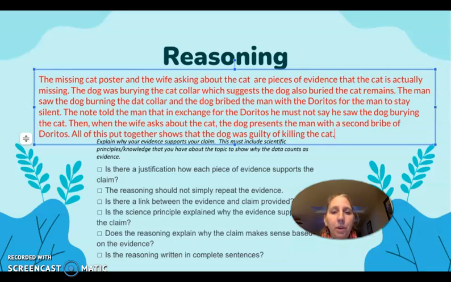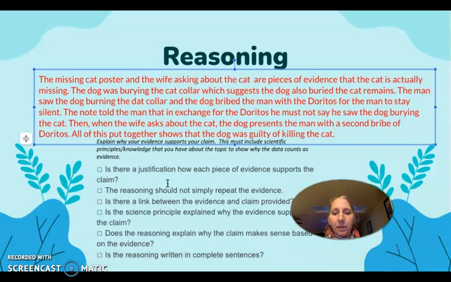One example reasoning statement would be this. The missing cat poster and the wife asking about the cat are pieces of evidence that the cat is actually missing. The dog was burying the cat collar, which suggests the dog also buried the cat remains. The man saw the dog burying the cat collar, and the dog bribed the man with the Doritos for the man to stay silent. The note told the man that in exchange for the Doritos, he must not say he saw the dog burying the cat. Then, when the wife asks about the cat, the dog presents the man with a second bribe of Doritos. All of this put together shows that the dog was actually guilty of killing the cat.